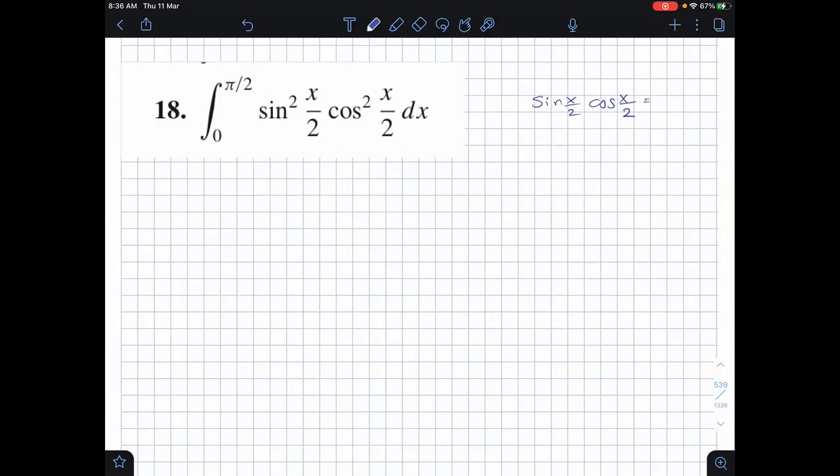It is equal to sine 2x, yes, which is 2 sine x cosine x. So you can split them up into sine x cosine x. So sine x equals 2 sine x over 2 cosine x over 2.